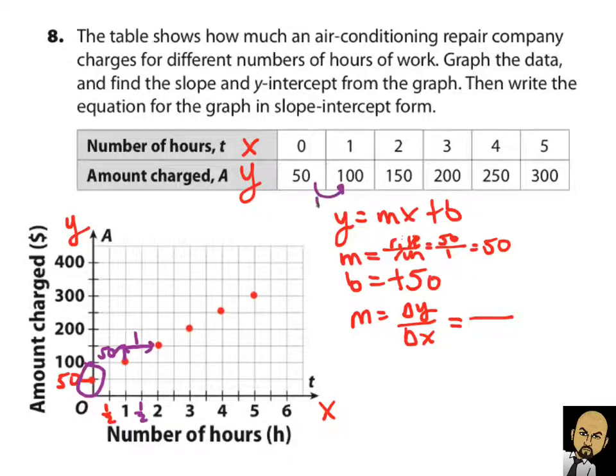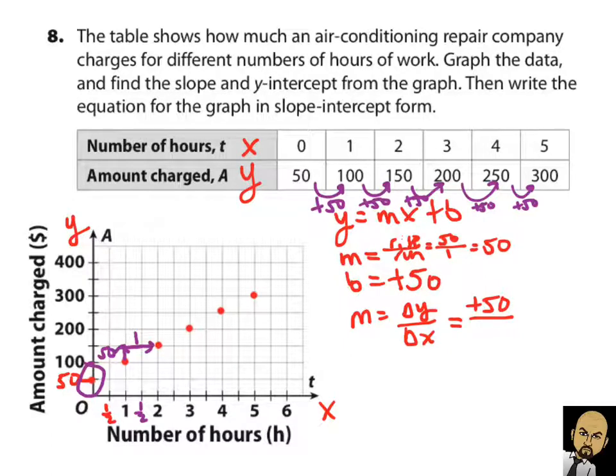So let's figure out the change in y. From 50 to 100 is 50, and it continues by 50 all along. 100 to 150 plus 50 is the change. 200 to 250 plus 50. 250 to 300 plus 50. So our change in y is going to be positive 50.